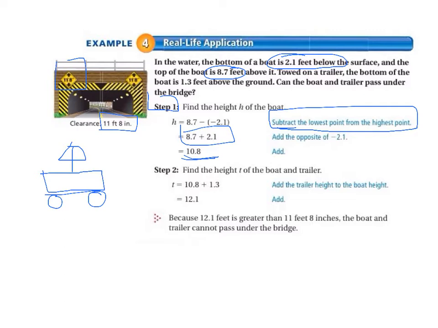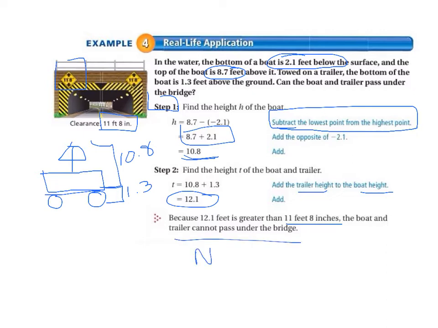It's a sailboat. And so the boat is 10.8 feet, and then the trailer is 1.3 feet. So we just want to add that up. When we add the trailer height to the boat height, we end up with 12.1 feet. And because 12.1 feet is greater than 11 feet 8 inches, we know that it's not going to make it under that bridge. So the boat and the trailer cannot pass under the bridge. So the answer is no.